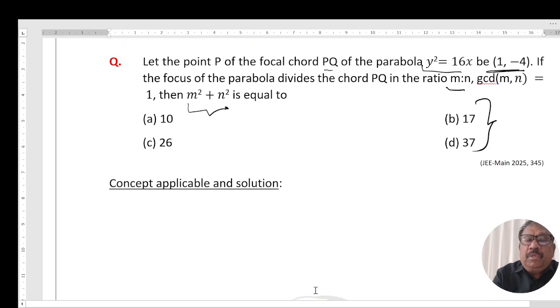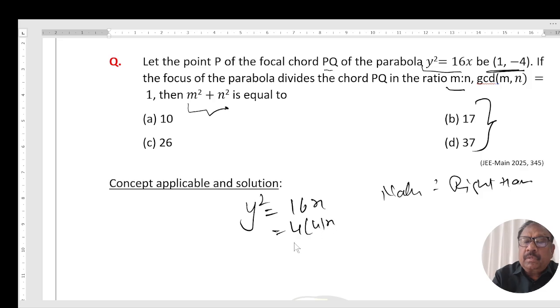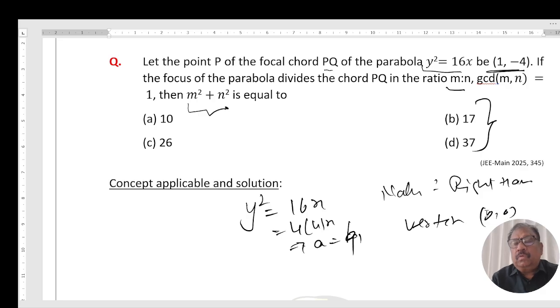So the given parabola is y square equal to 16x. Nature is right-handed, and 16x equal to 4 into 4x, so a equal to 4. Vertex is (0, 0), and focus is (4, 0).